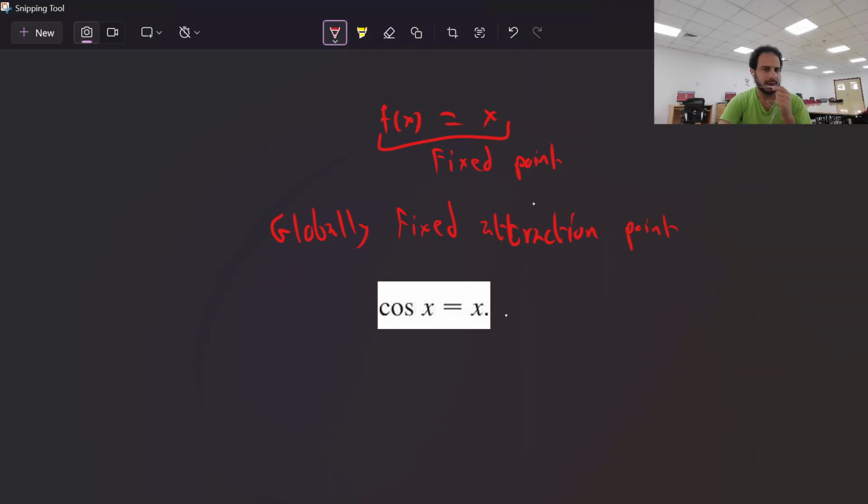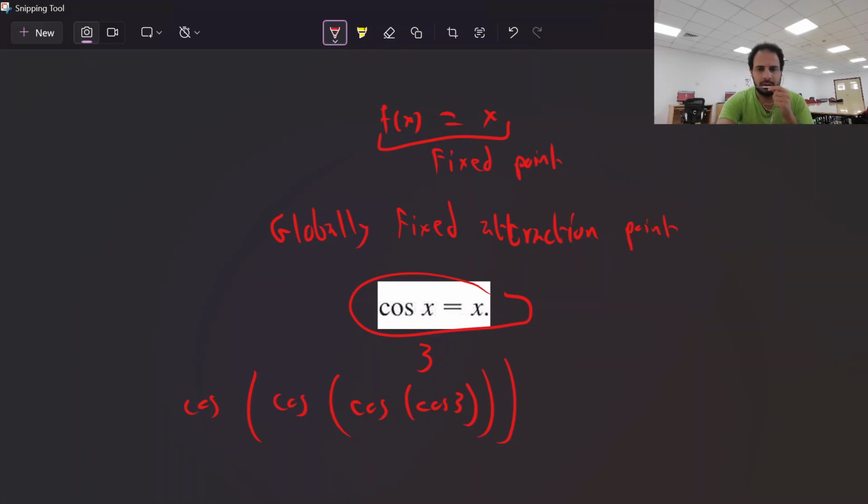What's the meaning of this? The meaning is that you can choose any number. For example, you choose 3. You keep applying cosine: cosine 3, then cosine of cosine 3, then again cosine. These values will approach the solution. Okay?